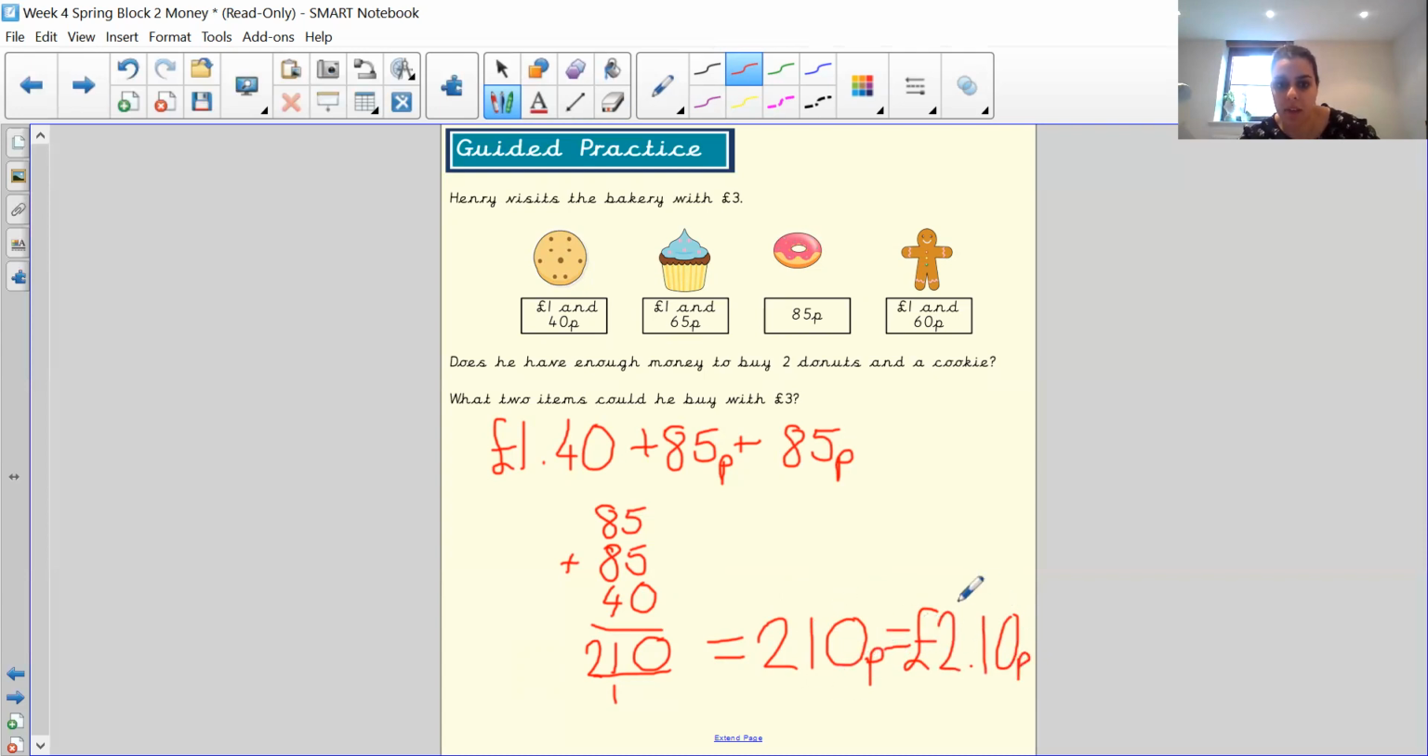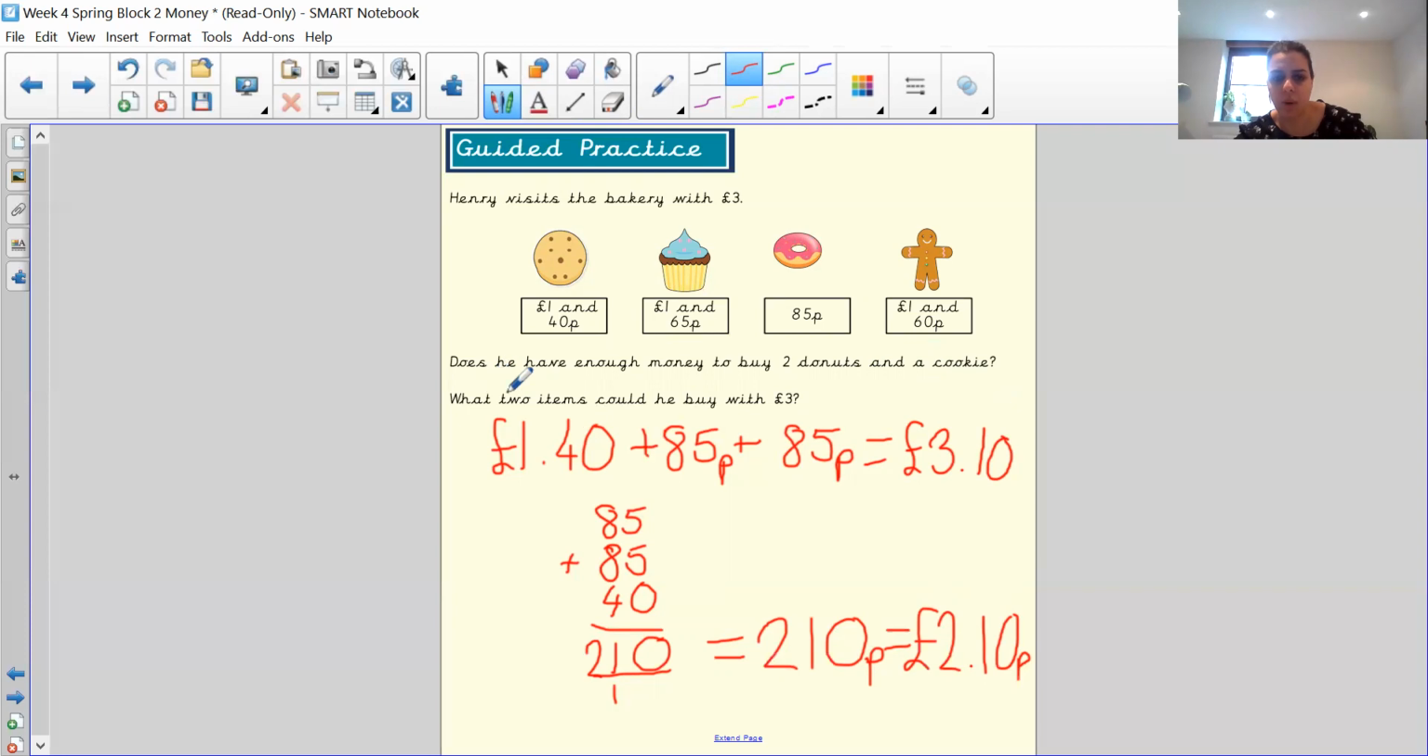So now I need to add that to what the cookie was worth with the pound that we had left over. So I've got the pound from my cookie because I've added my 40p, 85p and 85p, and I've got 210p or £2.10. So I need to add my pound that I left earlier on. So my total for that altogether is £3 and 10 pence. Now Henry's only got £3. So can he buy that? Does he have enough money to buy 2 donuts and a cookie? No, he doesn't, because it costs £3 and 10 pence.